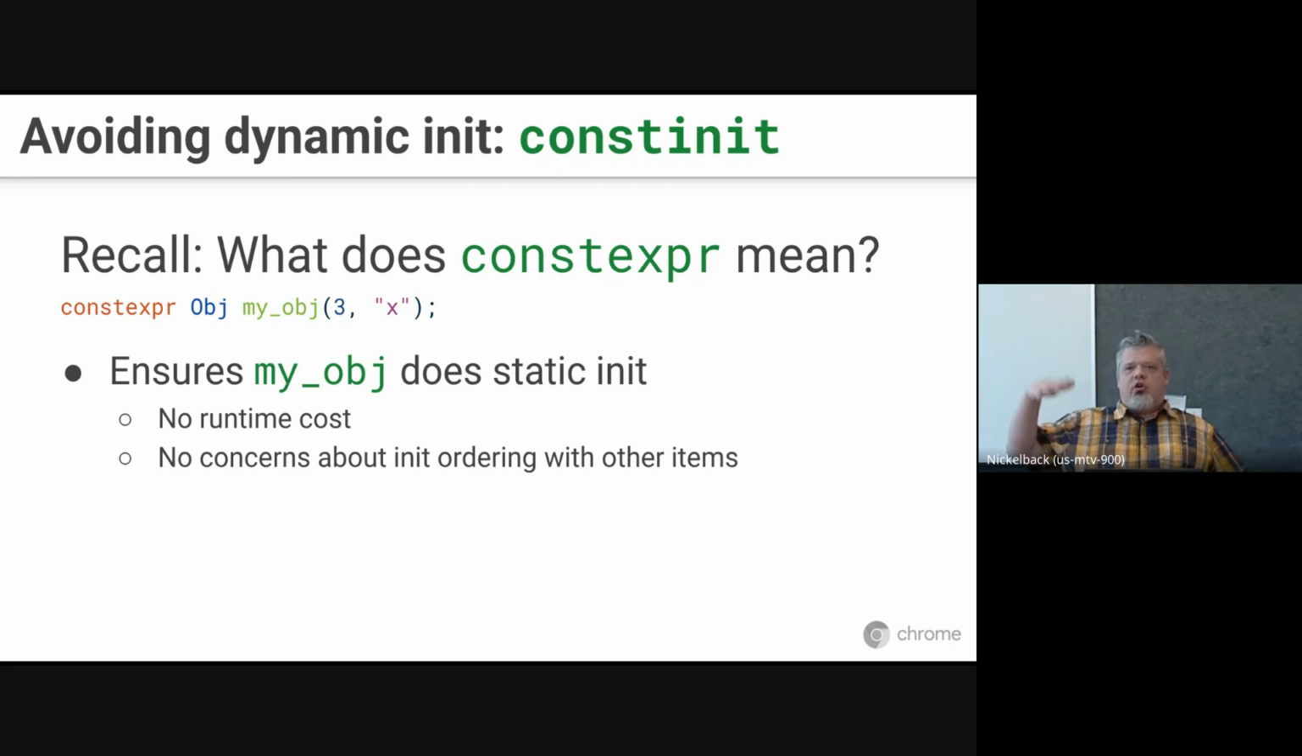There's something that will go and initialize global variables, and this is part of why we have all these prescriptions in the style guide about what you can do with global and namespace scope variables of complicated types. But static init means there's no runtime costs, there's no concerns about init ordering versus other items, and I'm going to talk a little bit more about that.